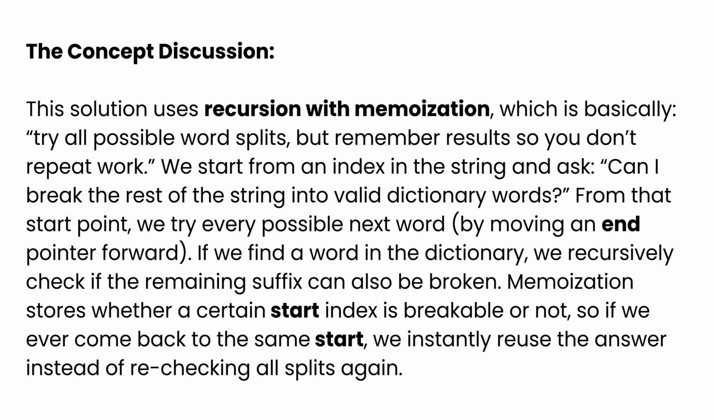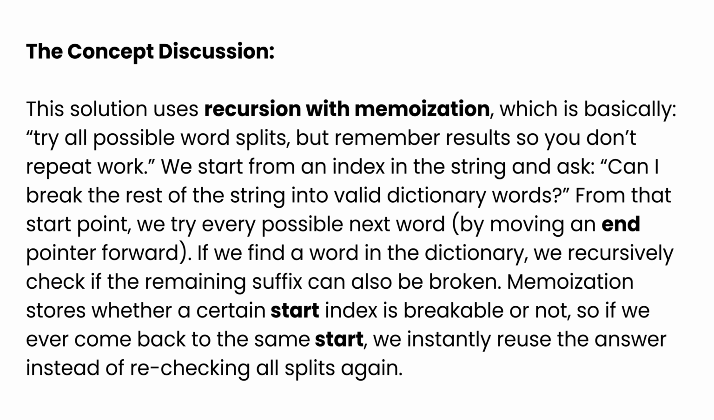That means we try all possible word splits, but we remember results so we do not repeat work. We start from an index in the string and ask a simple question. Can I break the rest of the string into valid dictionary words? From that start point, we try every possible next word by moving an end pointer forward. If we find a word in the dictionary, we recursively check if the remaining suffix can also be broken.